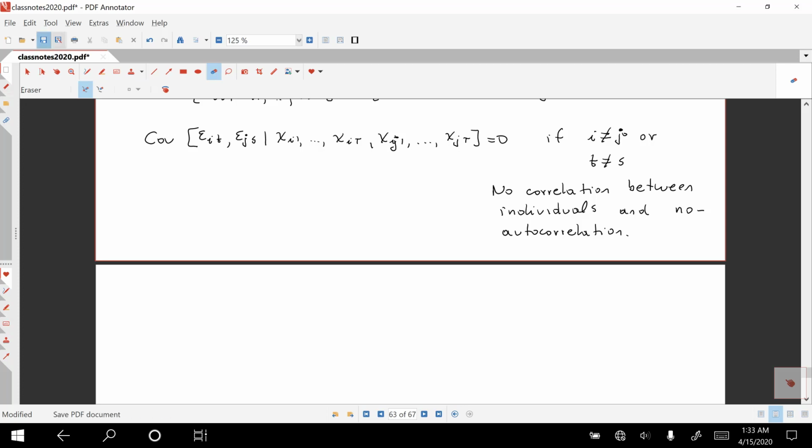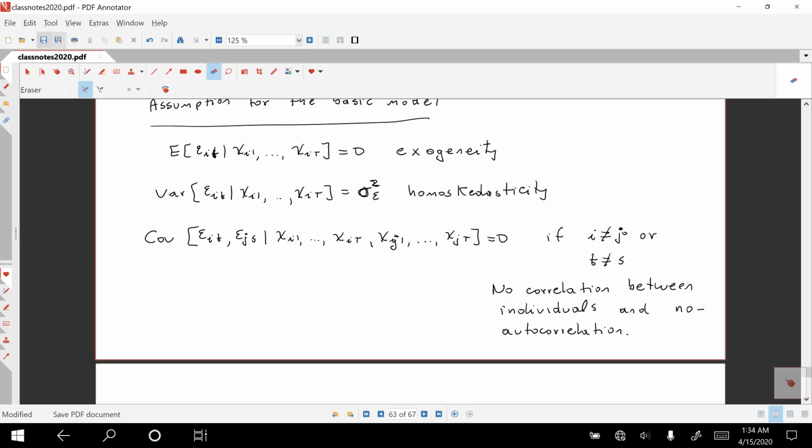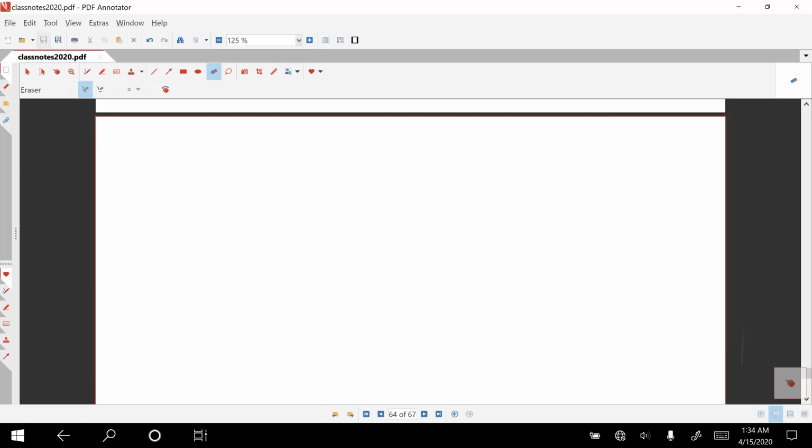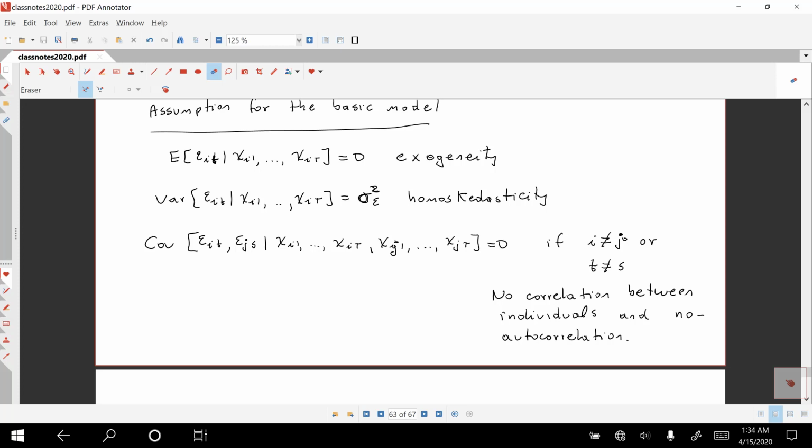Several of these things can be relaxed. You can have a pooled regression model with endogeneity. Of course, you can have a pooled regression model with heteroscedasticity. And also you can have a pooled regression model where you might have some sort of correlation between individuals and even autocorrelation. Okay, but initially we're going to be assuming this model where everything kind of looks nice regarding the errors.